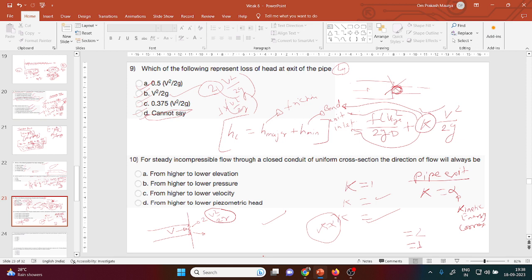You always remember, after getting this fully developed concept, if anywhere people are talking and not telling that we assume fully developed, you should remember that whatever we are discussing is in the range of the fully developed, not before the fully developed. So here, for the fully developed turbulent flow, it will be 1 times v square by 2g.